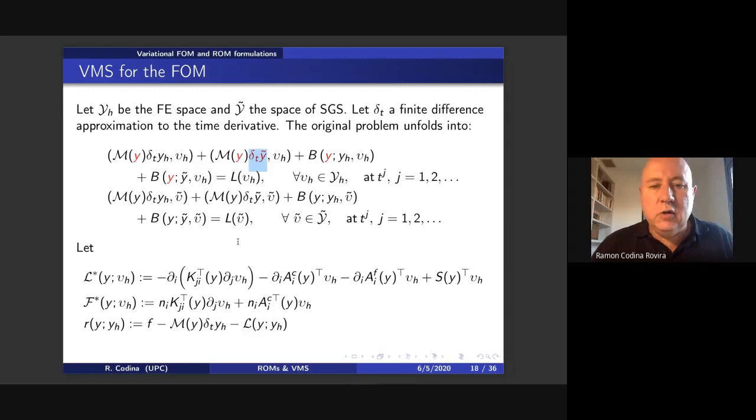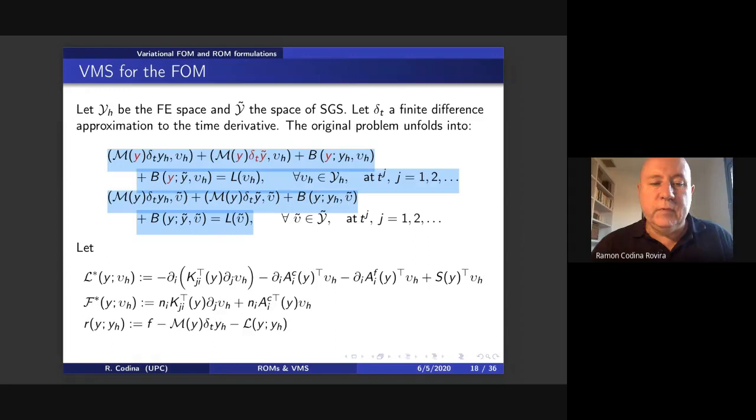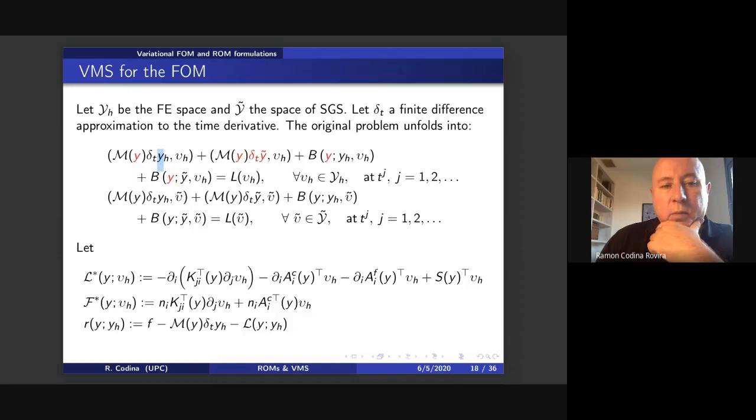Okay, so that's the idea of the variational multiscale. Now what comes are technicalities that I will not detail. Just let me explain the idea. As I said at the beginning, the idea of variational multiscale is to split the unknown into the finite element component y_h and the remainder, the subgrid scales y tilde, and approximate y tilde, for example, by zero. That would be the Galerkin method, but of course that's not what we do.